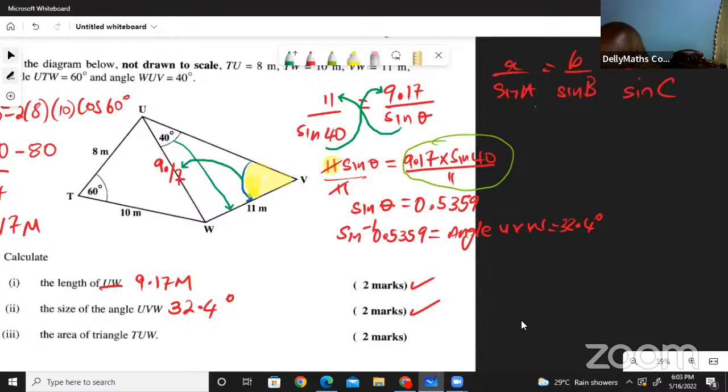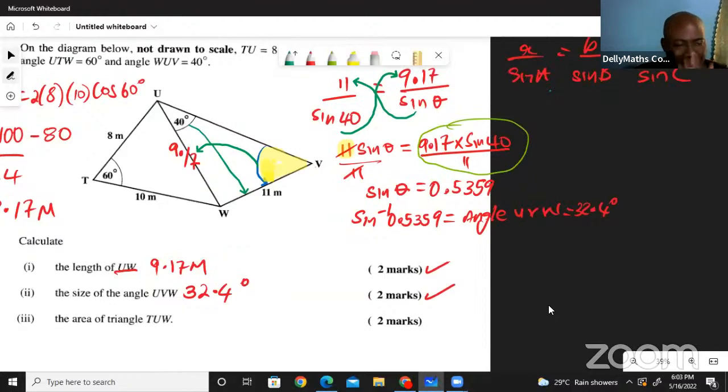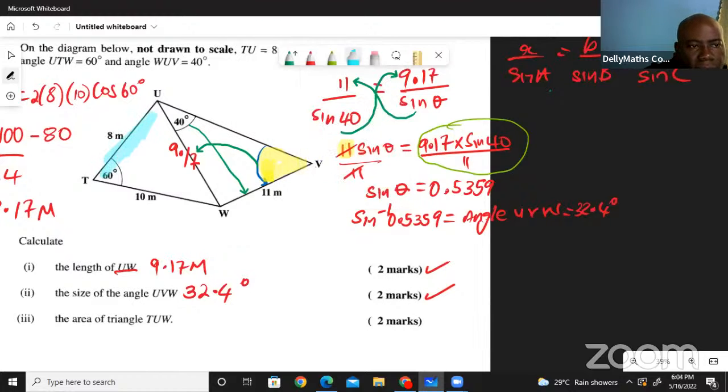The next question says, and this is something that I've seen a lot, the area of this triangle TUW. I could just do a quick shade for us, maybe another color. So we're talking about the area of this triangle right here. We want to find the area of this triangle.